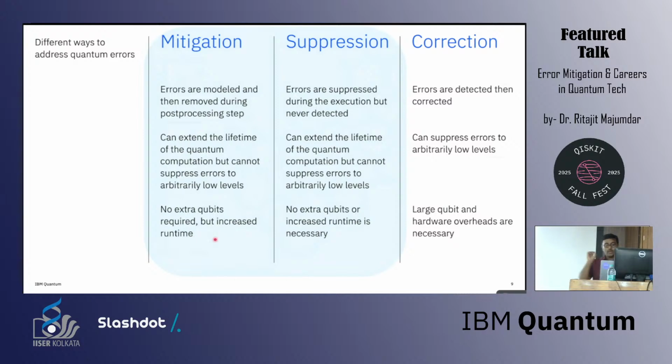There is no extra qubit requirement, unlike in error correction, where we need to encode physical qubits into a logical qubit, so we use multiple physical qubits to create one logical qubit. That does not happen here, but we do need to run the quantum system more times. So extra resource overhead is there, but no extra qubit overhead.